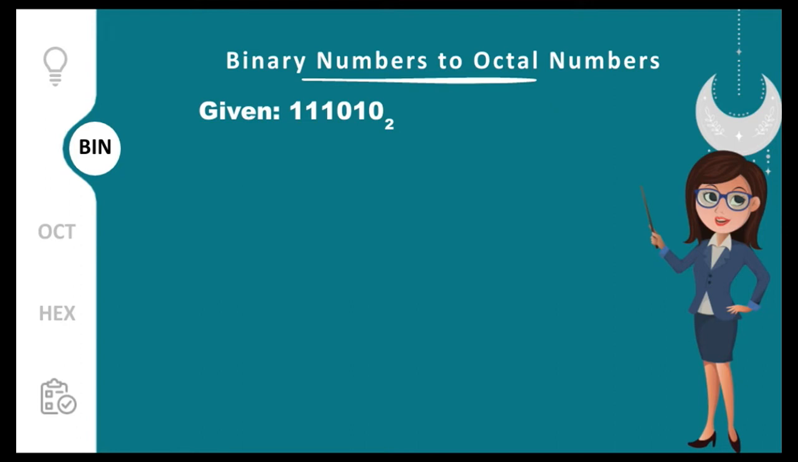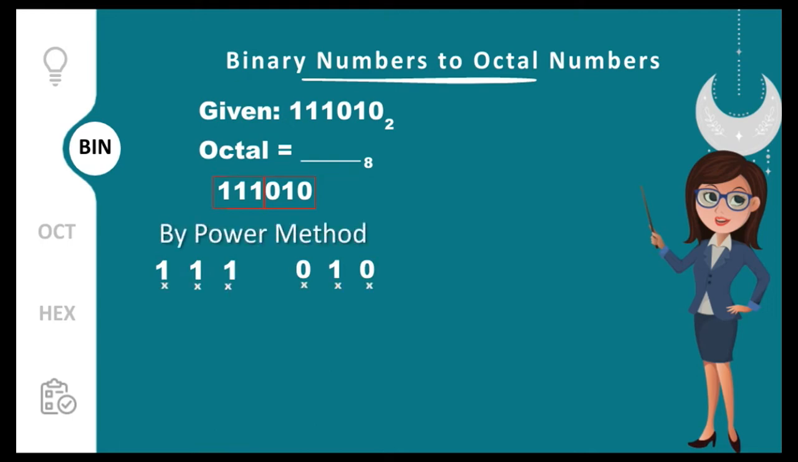Let's start converting binary number to octal number. In the given 111010 binary number, we're going to convert it into octal number. Let's divide the binary number into two parts and write it separately. Using the power method, we're going to multiply it by the powers of 2, which are 1, 2, and 4.